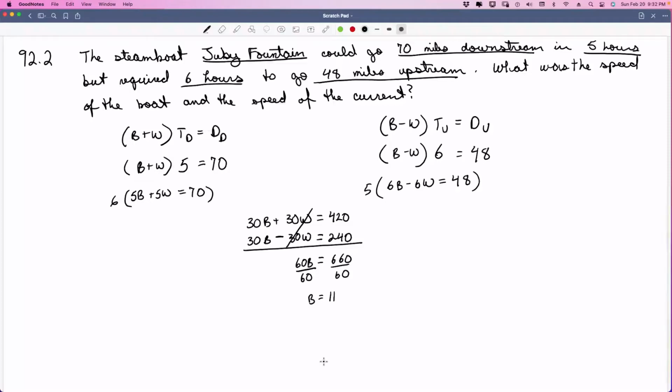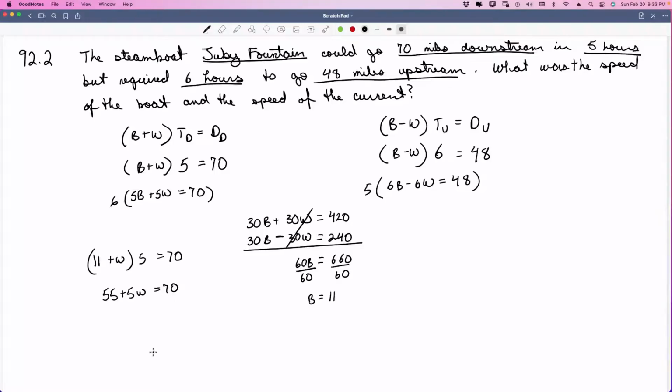So now that we know what b is, we can go in and we can substitute into both of these and find out what the speed of the water is. Or we can just do one and find out what the speed of the water is. So let's do this one on this side. So the boat is 11. So 11 plus the water times 5 is equal to 70. So 55 plus 5w is equal to 70.